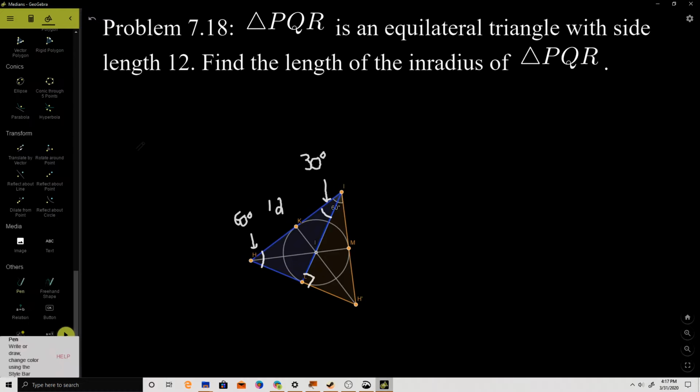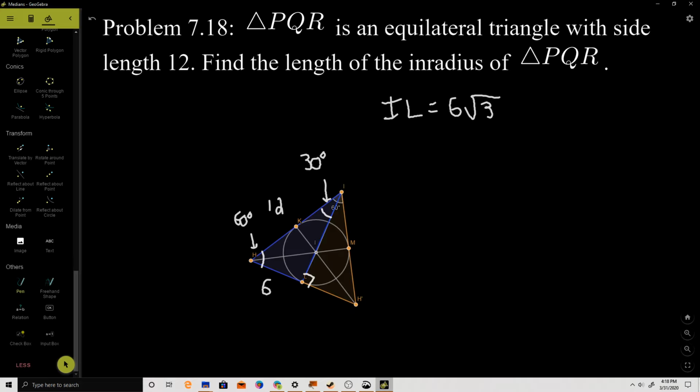So let's take our pen, and if the hypotenuse is 12, the side opposite to the 30-degree angle is half as much, so that must be 6. Which also means that the height, or the side opposite to the 60-degree angle, is 6 times the square root of 3. So I know that IL is 6 times the square root of 3.